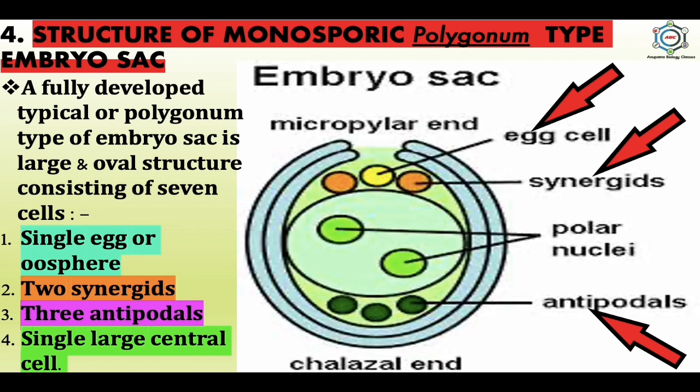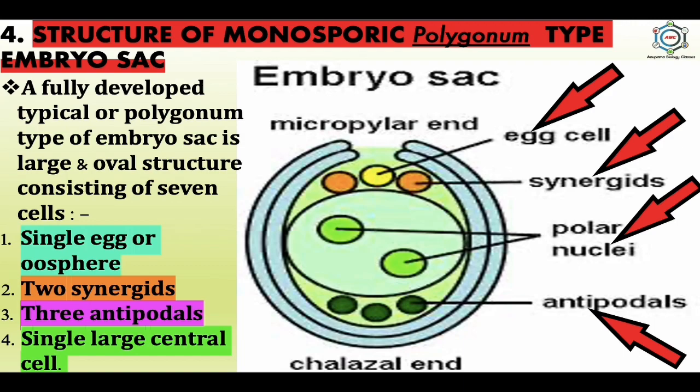The central cell contains 2 polar nuclei which fuse to form the diploid secondary nucleus. During fertilization, 1 male gamete fuses with the secondary nucleus to form a triploid nucleus. After fertilization, the central cell develops into the endosperm. So this is the complete structure of the monosporic, that is the polygonum type of embryo sac.